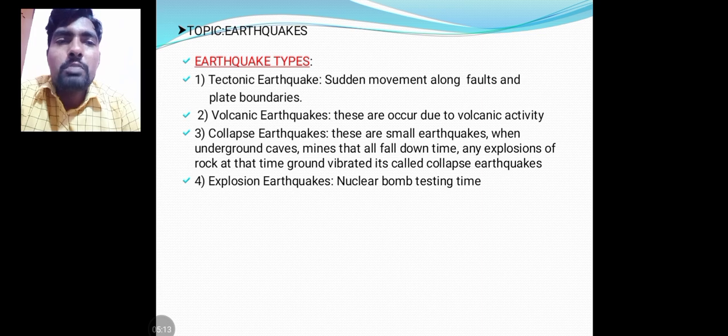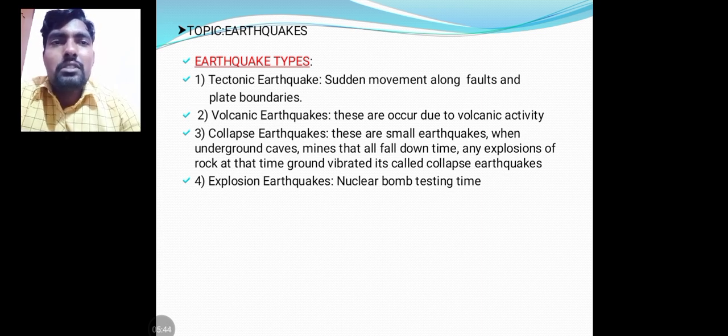Next, explosive earthquakes: huge bombs, nuclear bombs, explosives or bomb testing cause explosive earthquakes. When such explosive materials blast, the earth is vibrated artificially. Those are called explosive earthquakes. The first two types are natural earthquakes. The second two types are man-made, artificial earthquakes.